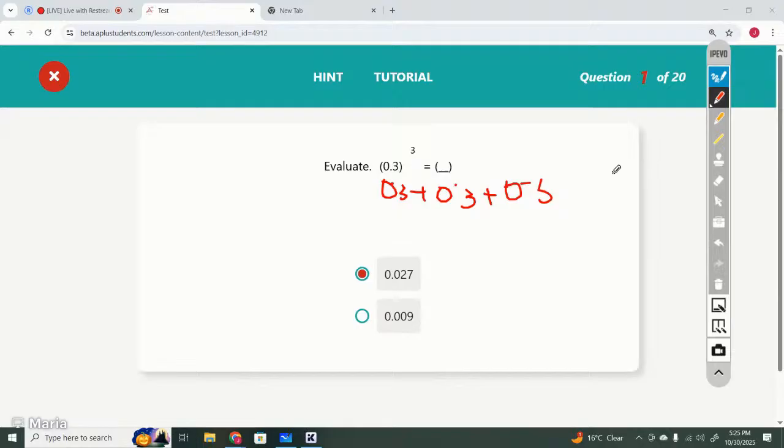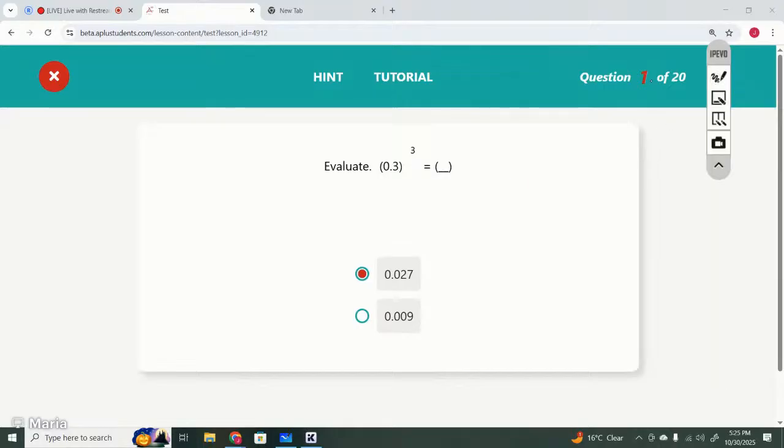That is 0.027. Option number 1 is the correct option. Hold on, let me see what's wrong with the lesson. That is 0.0027. Okay, 0.8 exponent 3. So which is the correct option?